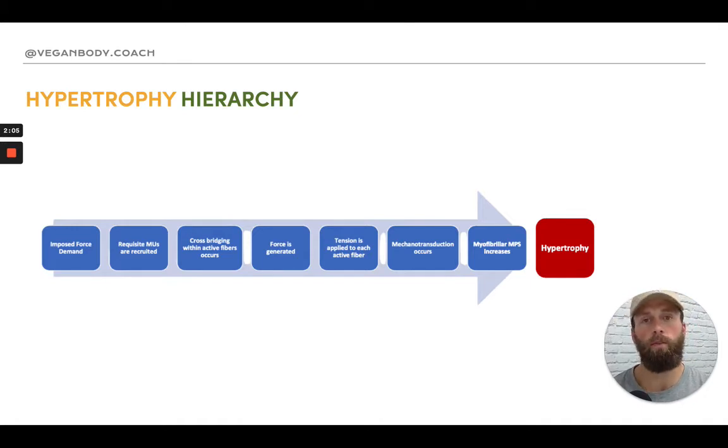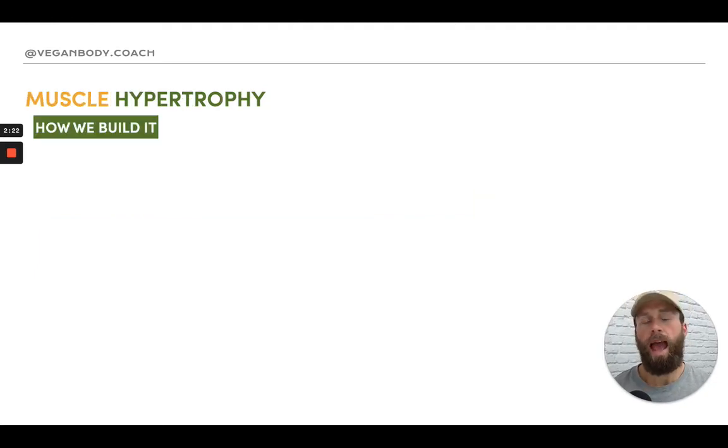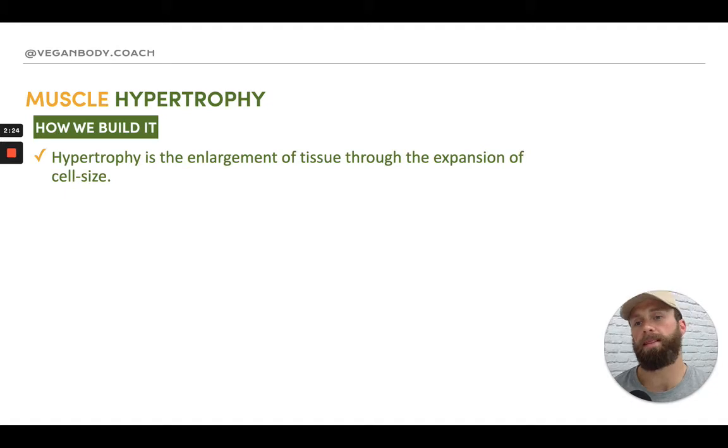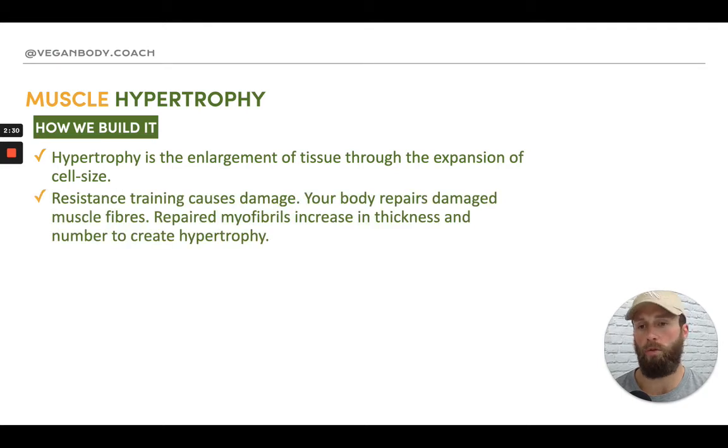So what we're looking for across this whole spectrum is an increase in tension on a muscle and therefore an increase in muscle protein synthesis, causing long-term hypertrophy, as long as we've got adequate nutrition and adequate recovery in place as well. So how do we actually build muscle mass? Hypertrophy is an enlargement of tissue through the expansion of cell size. So the cells in your muscles actually grow.